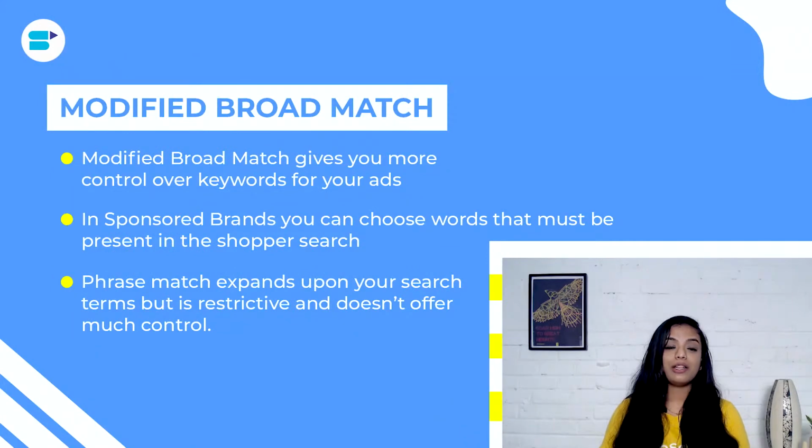Phrase match, on the other hand, expands upon your search term, but it is restrictive and doesn't offer much control. The modified broad match goes broad like an automatic campaign, but with hyper control over what search terms your ad shows up for. So it's similar to phrase match in a way, but it does not restrict the phrase order. It's important to note that the modified broad match works only in the case of sponsored brand campaigns.